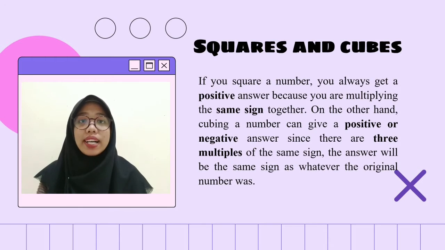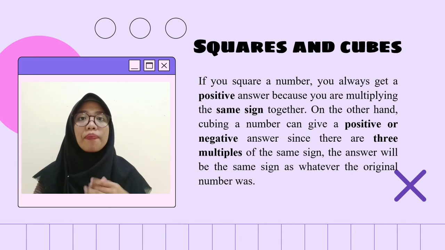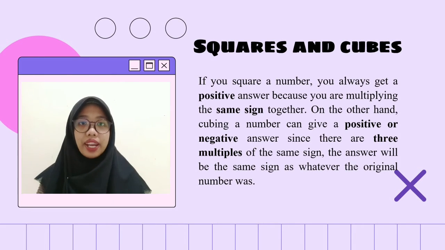Okay, this is a situation about squares and cubes. If you square a number, you always get a positive answer because you are multiplying the same sign together. On the other hand, cubing a number can give a positive or negative answer since there are 3 multiplies of the same sign. The answer will be the same sign as whatever the original number was.